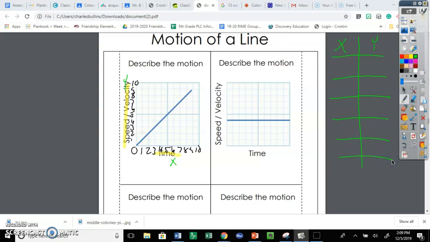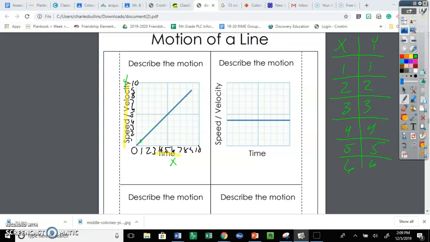Okay, and if I look at 1, it's at 1. 2 is at 2. 3 is at 3. 4 is at 4. 5 is at 5. 6 is at 6. And it just keeps on going up here. And I notice that it does not really do a lot of changing.